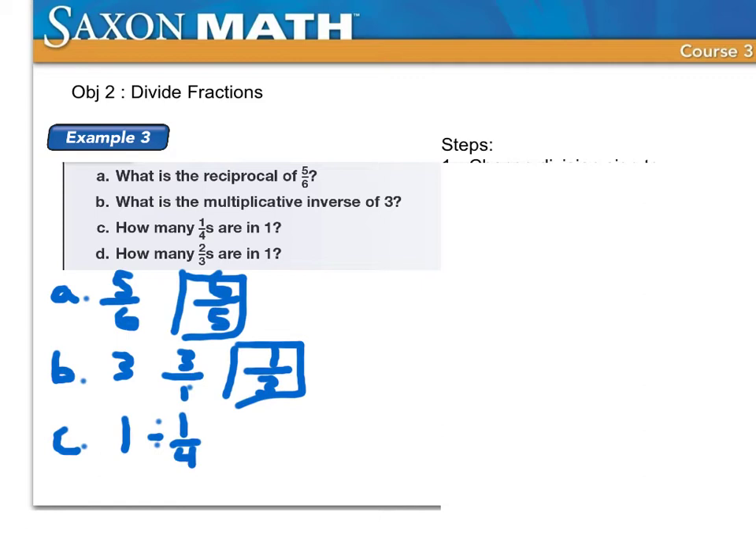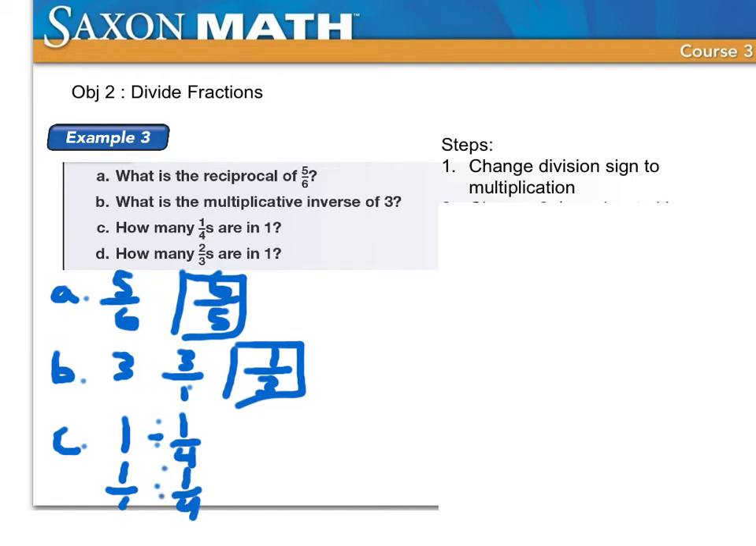Okay? This brings us to steps for dividing fractions. Well, actually, the first step to dividing fractions is to make sure we've got fractions. So 1 needs to be changed to 1/1. Divided by 1/4.